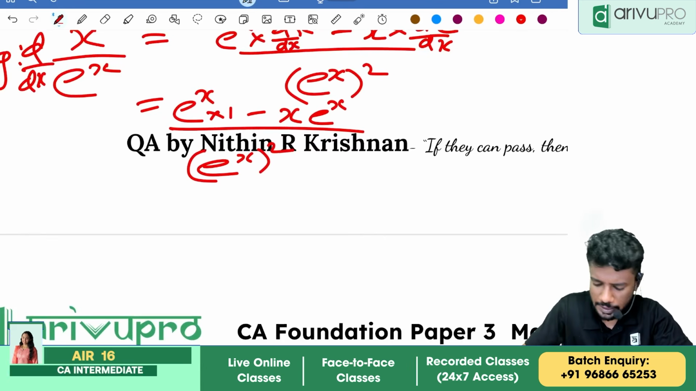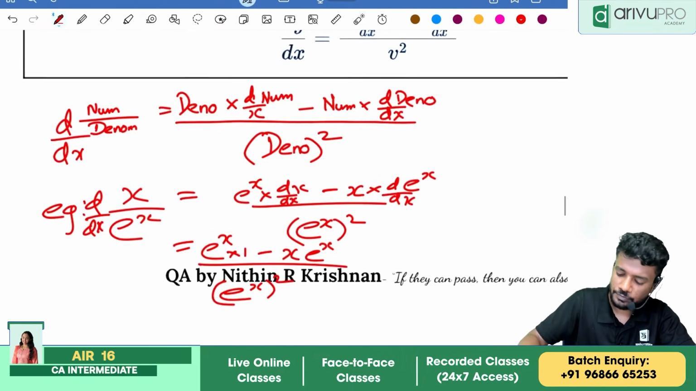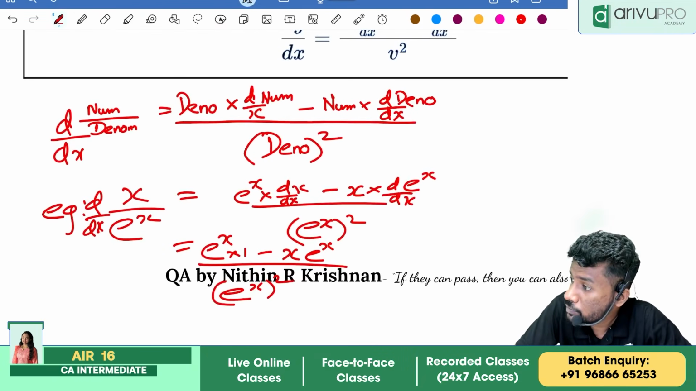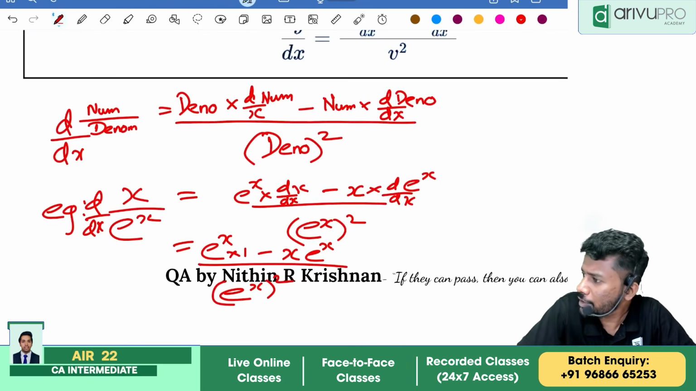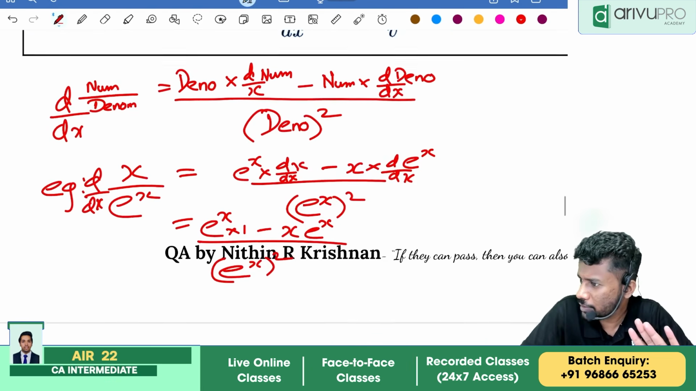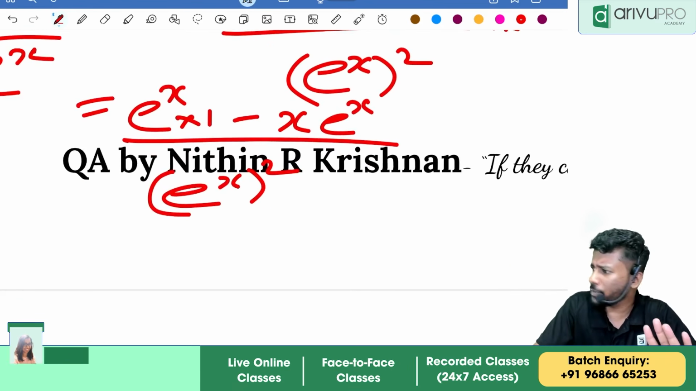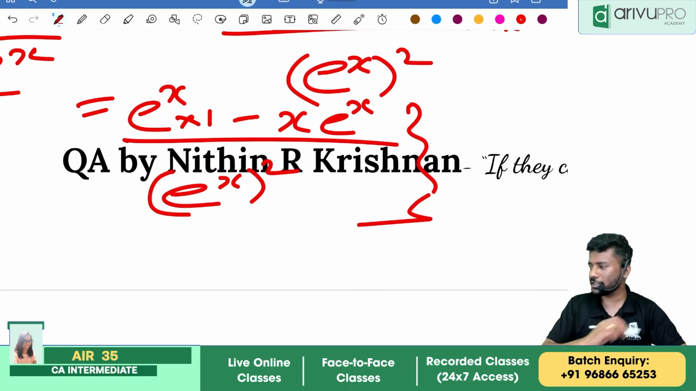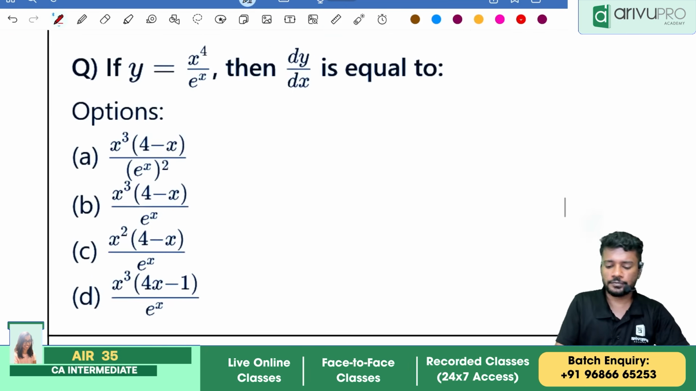Got the point? Now we will solve one previous year question. Sir, why not x into e power minus x, product rule? Any method can be done. Yes, anything can be done. You will get the same answer at the end. When you go with that method also, you will get the same answer. After taking LCM, the final answer will be this. Yes. Now this one.